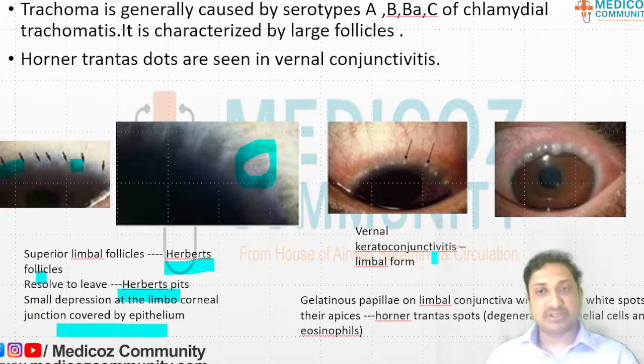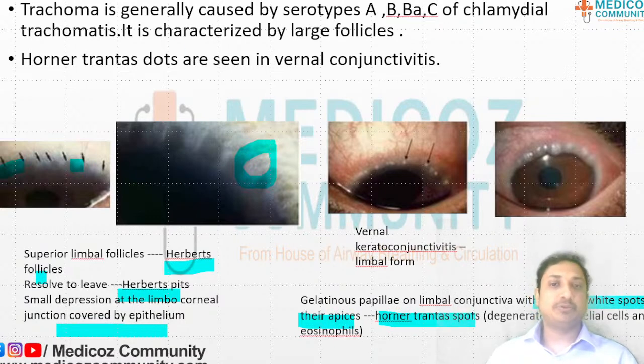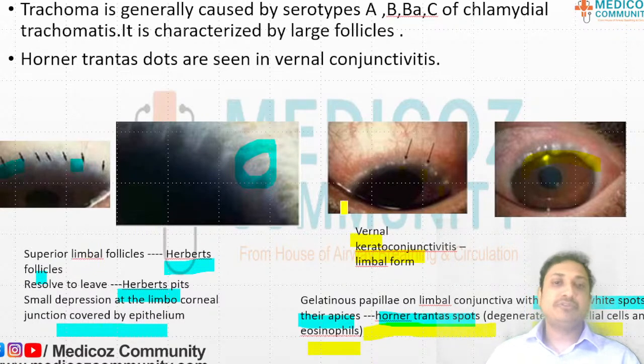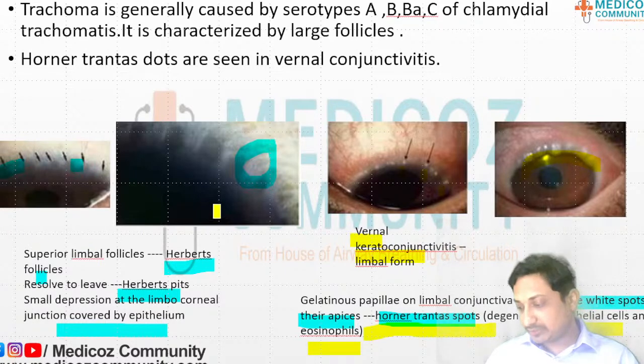While in vernal keratoconjunctivitis, what you see is a similar thing but very different, because it is seen as discrete white spots at the apices. They are called Horner-Trantas spots. This is another MCQ, so remember this. Horner-Trantas spots are seen in vernal keratoconjunctivitis, and they are distinctly seen as discrete white spots. Basically, these are made up of degenerated epithelial cells and eosinophils. Understood? You can see very distinctly in this figure also. Okay, so differentiate both these things and remember in your mind. You will never forget now.